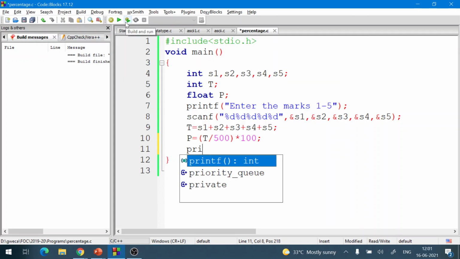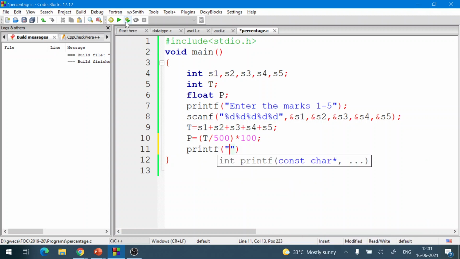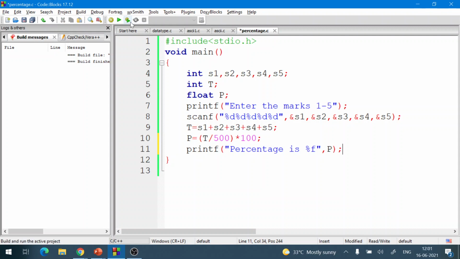So nothing is printed, so we have to print the percentage. The percentage is %f. Why %f? Because we want to print p, and p is a floating point value, so %f will be there. Now let us run it again.